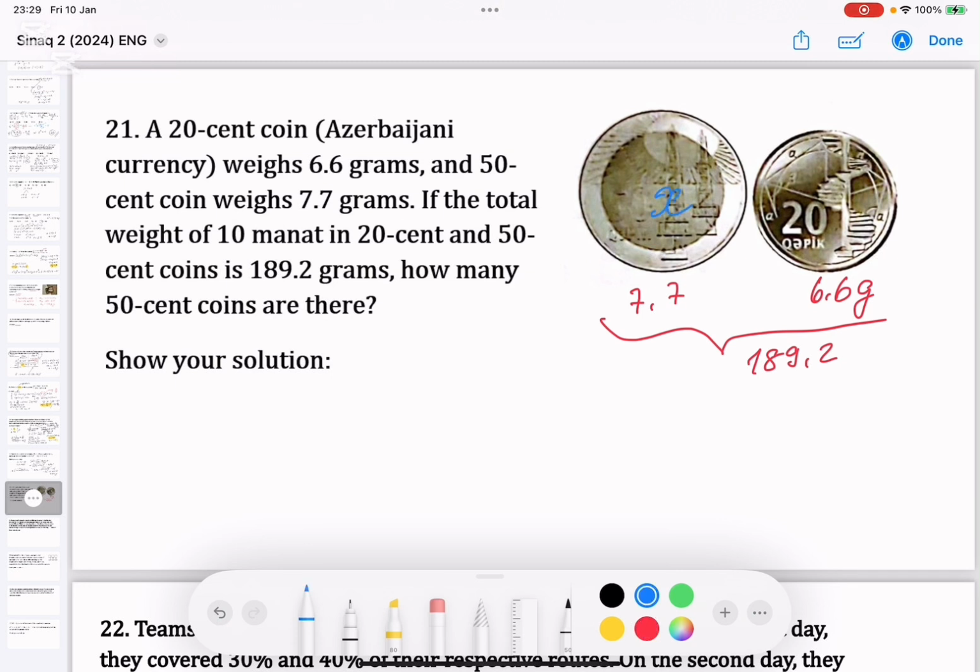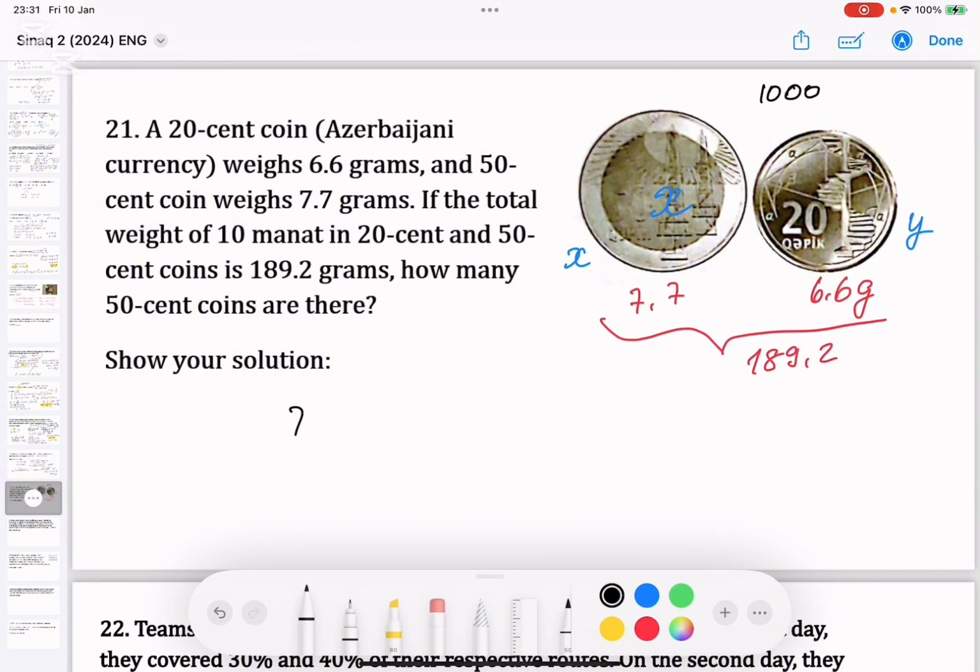Let's say I have x 50-cent coins and y 20-cent coins. I don't know how many 50-cent coins and 20-cent coins I have, but I know that if I add up all these coins money-wise, I'm going to have 1,000 cents. So basically, I can create two equations for the weight and for the total amount of money in terms of the numbers of 50-cent and 20-cent coins.